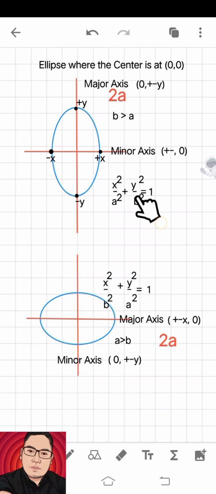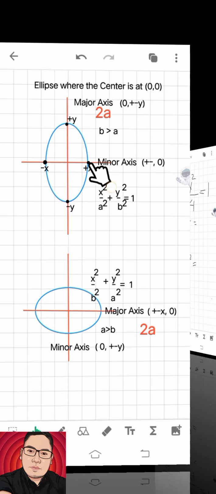And also, always remember that our a variable is the value of our major axis. And for our b variable, that is the value of our minor axis.